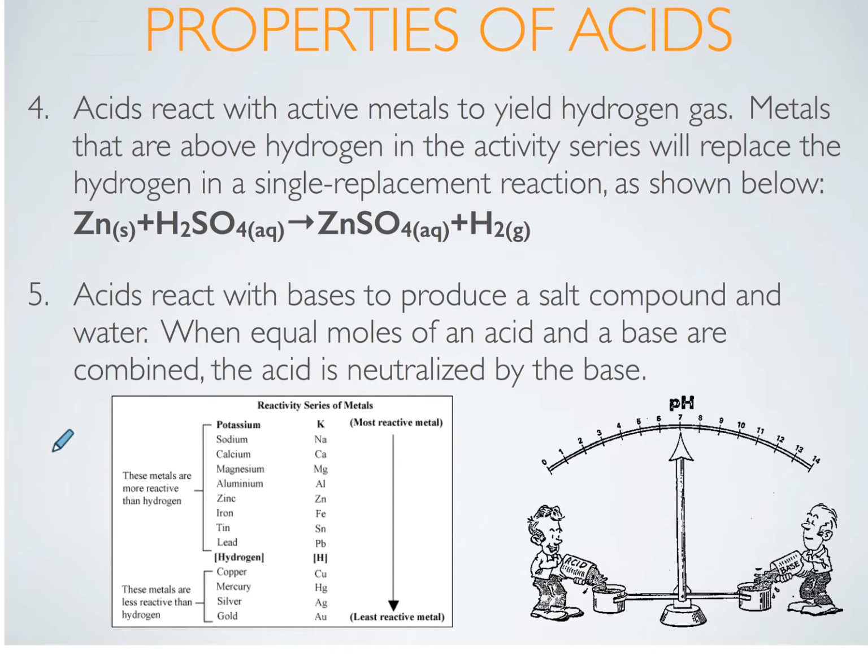Acids also react with bases to produce a salt and water. When I say salt here, it doesn't have to be sodium chloride. It could be any kind of ionic compound. So it could be calcium chloride or anything else. So they make that with water, and this is known as a neutralization reaction. The acid and base cancel each other out, and you end up with a neutral pH of 7.